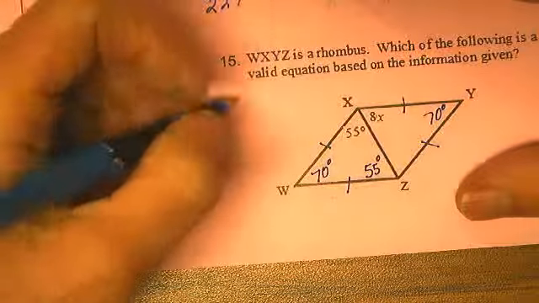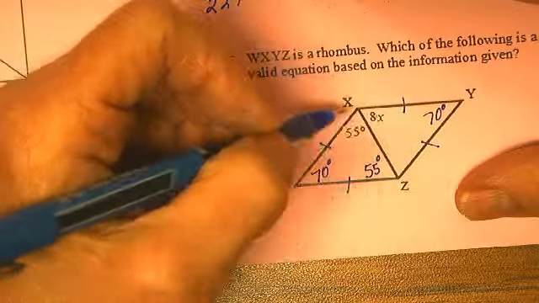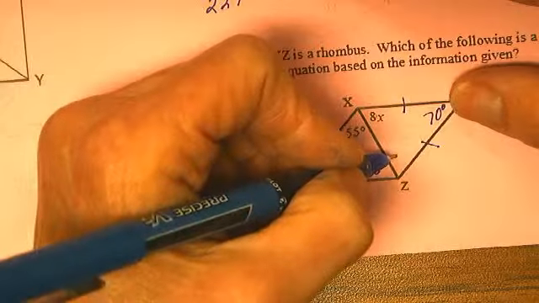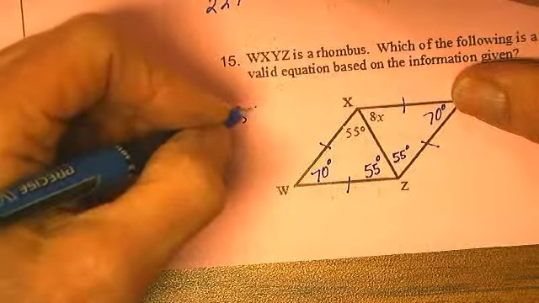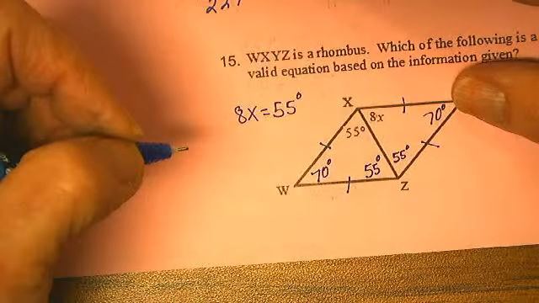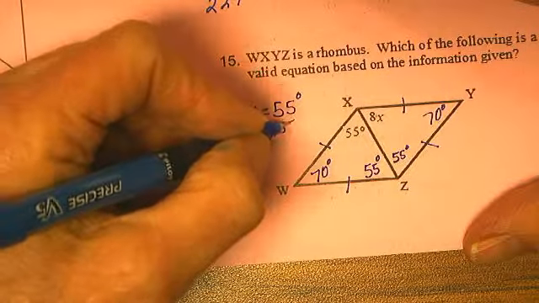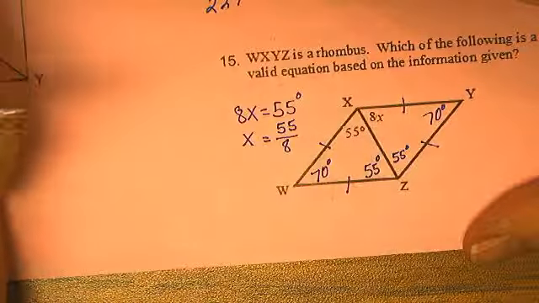And if that's true, this is 55 degrees, and 8x equals 55 degrees. X is equal to 55 divided by 8. Good.